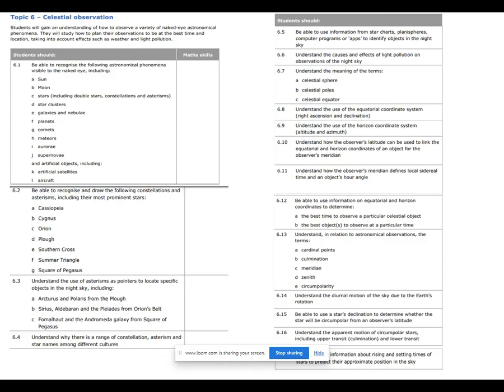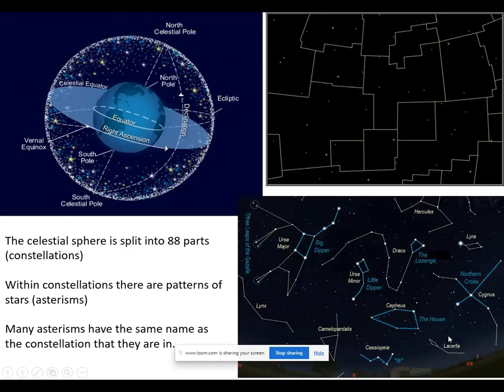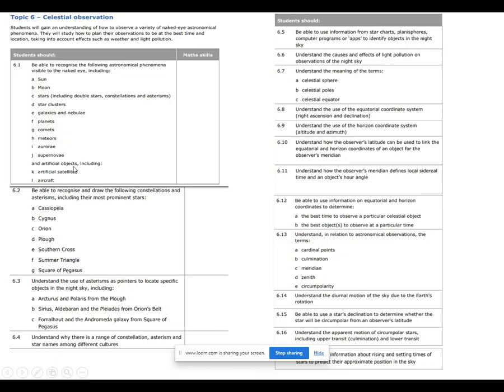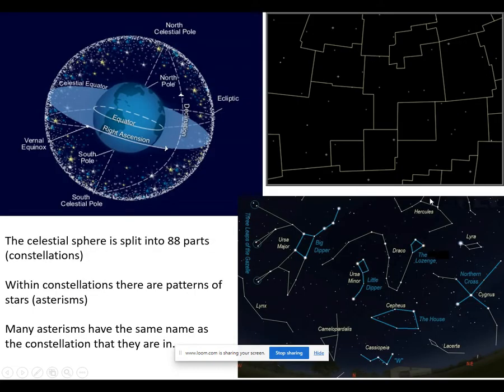Okay, so this is the revision video for topic 6 for GCSE Astronomy, and we will do 6.1 to 6.17. So the first part, as you can see, I'll just run through it, says be able to recognize the following astronomical phenomena visible to the naked eye. So there's a bunch of them there. I won't mention the sun and the moon. Hopefully we can recognize those.